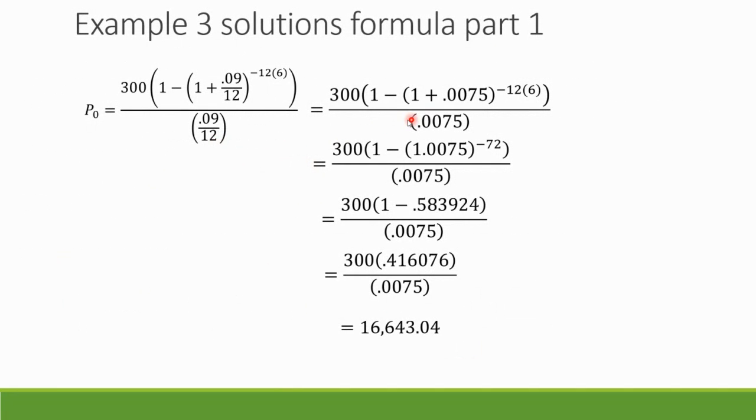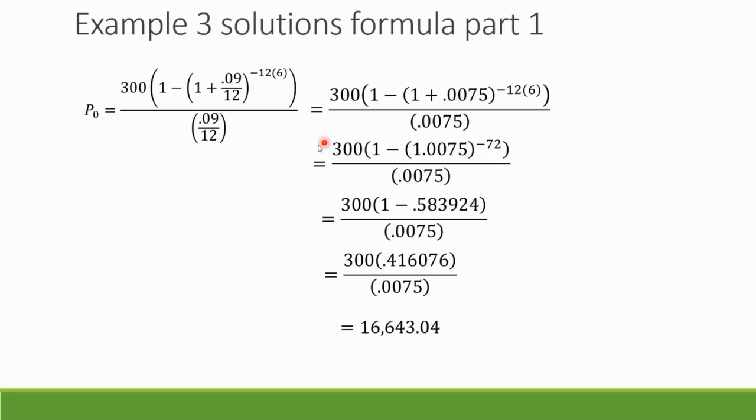Here the numbers are a little nicer. As you can see, we have 0.09 over 12. That's 0.0075. We have that. 1 plus 0.09 over 12 is equal to 1 plus 0.0075, okay? That's what we have here. Again, we want to work the numerator and denominator separately. The denominator we took care of. It's the numerator we handle.